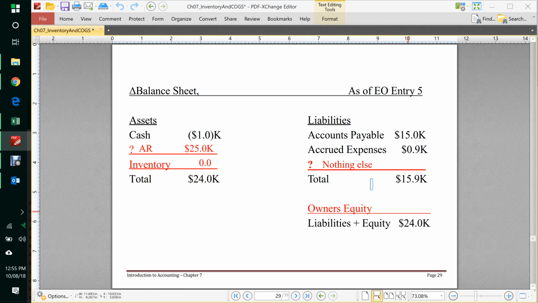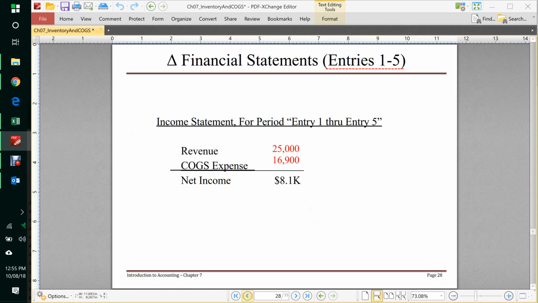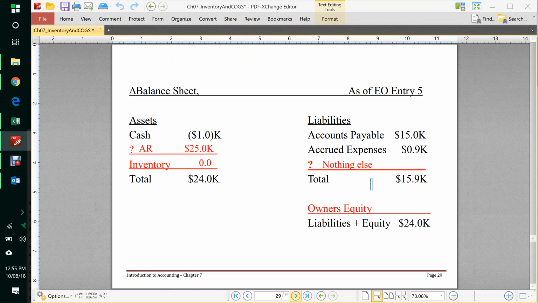Okay, now how did owner's equity change? Well, no paid in capital, no dividends. So we just look back to see the change in net income. That was 8.1K. So we can just drop that right in there, 8.1K. Okay, and I think if we add up 15.9 plus 8.1, we get 24 for total liabilities and equity, and that equals our total change in assets for the period, so everything is looking good.